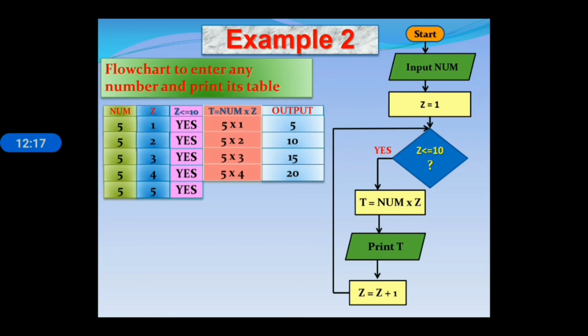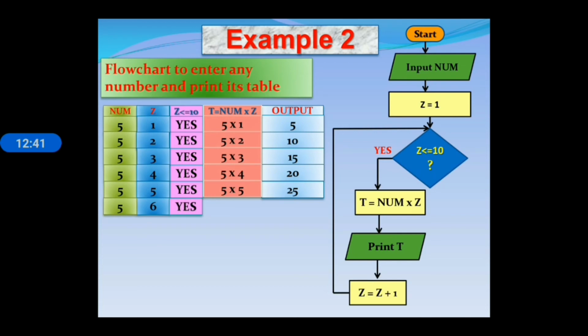Then 5 into 5 equals 25, that's stored in t, and then print the value of t, that's 25. Then increase the value of z, now z becomes 6. Then it will again check if the value of z is less than or equal to 10 or not. Yes, now the value of z is less than 10.